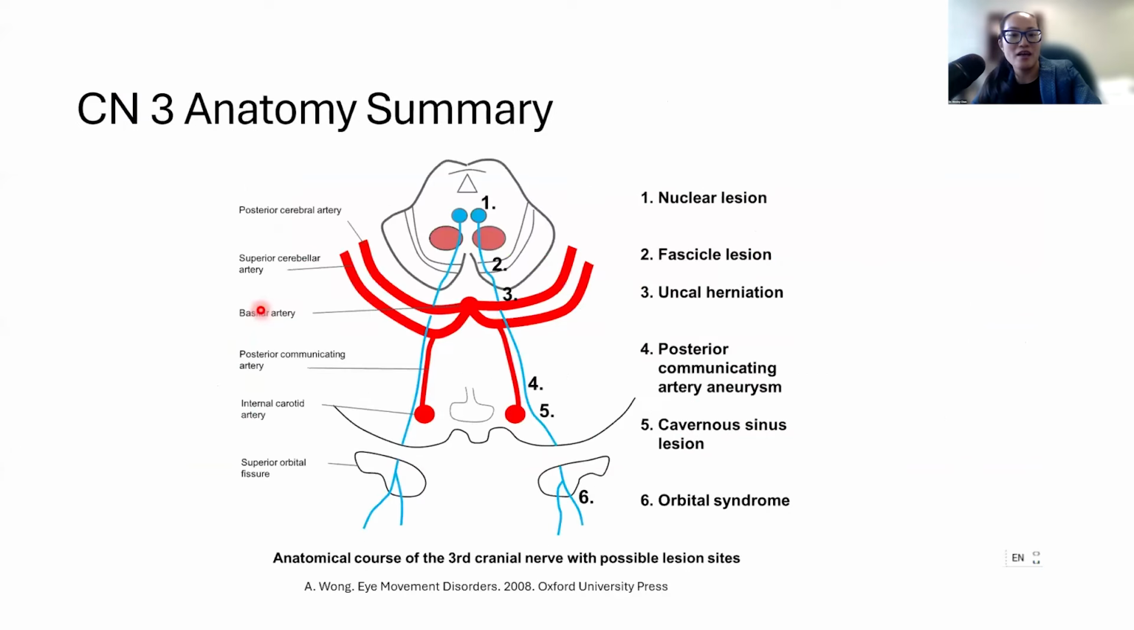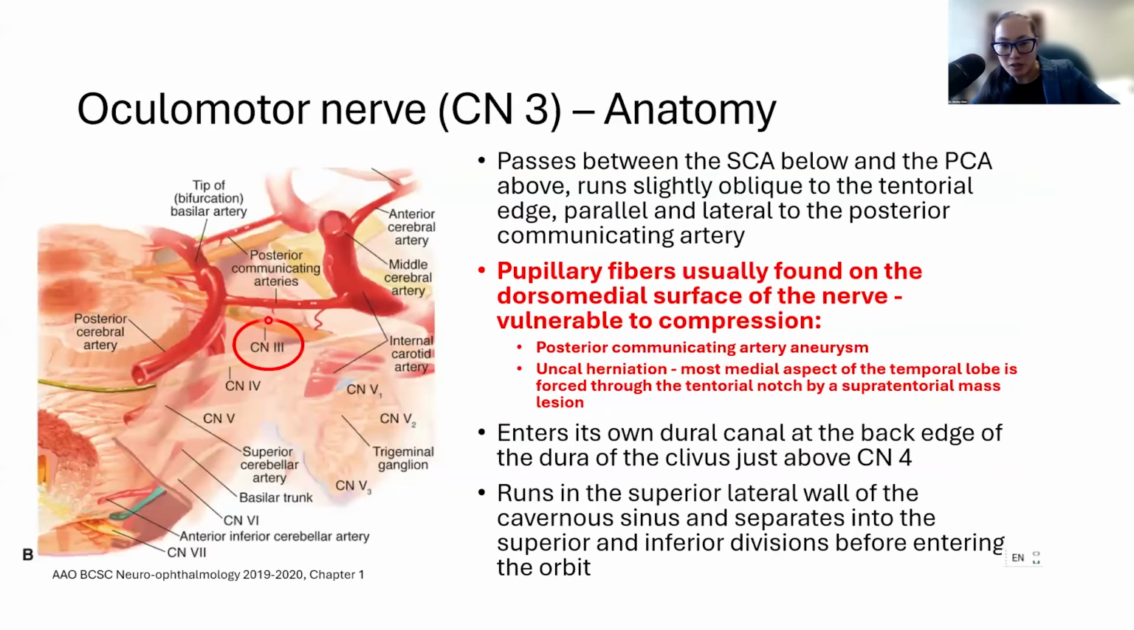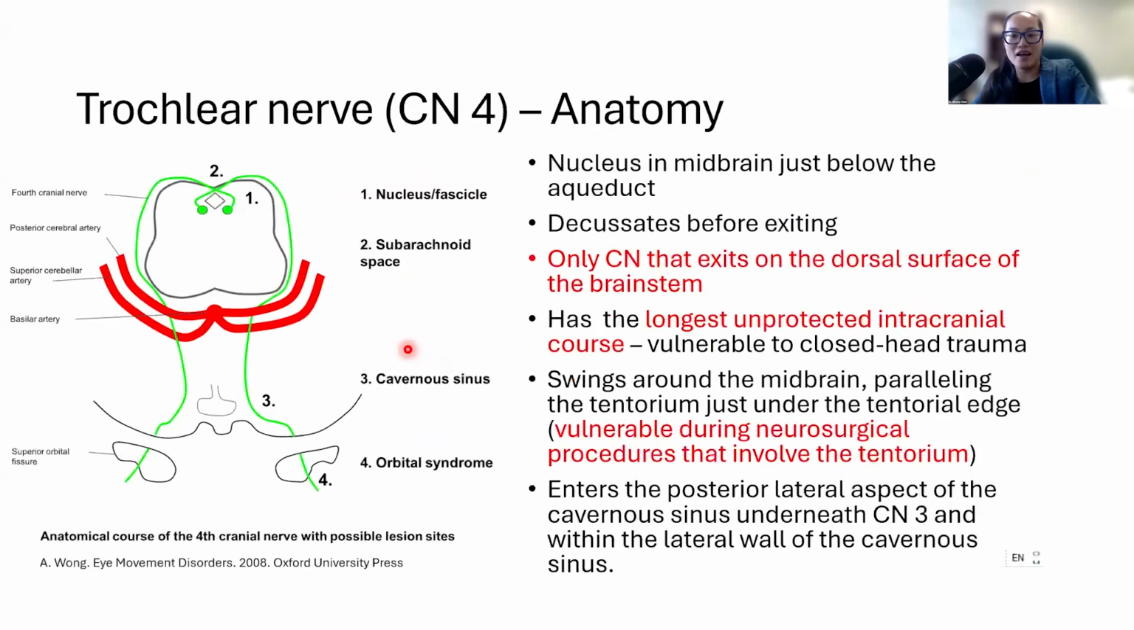After this, it swings around the midbrain, and then it will parallel the tentorium just under the tentorial edge. If you see from this diagram, when I was focusing on cranial nerve 3, cranial nerve 4 is right, where is it? Yeah, right here. This thin, teeny tiny one as it keeps going. Because it's just under the tentorial edge, any neurosurgical procedure that involves the tentorium can potentially damage cranial nerve 4. In that case, you would get an iatrogenic cause of cranial nerve 4 palsy if they dinged the tentorium and hit the nerve.